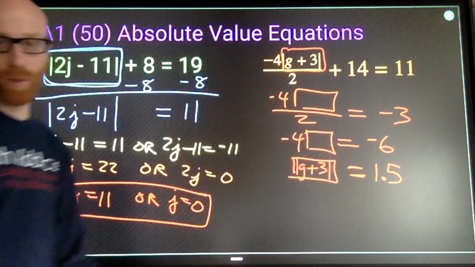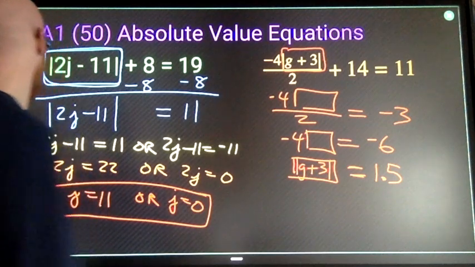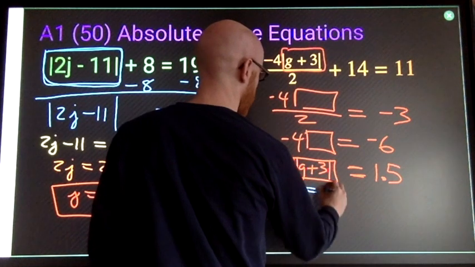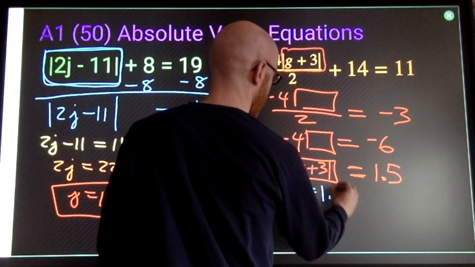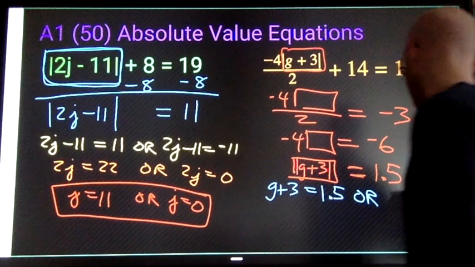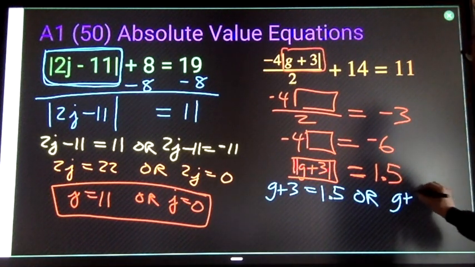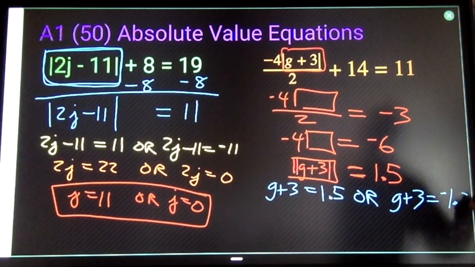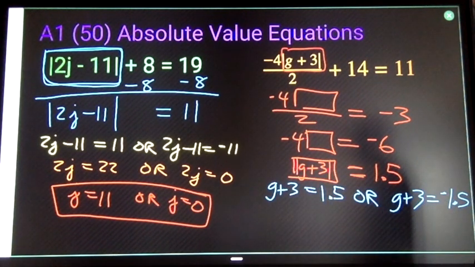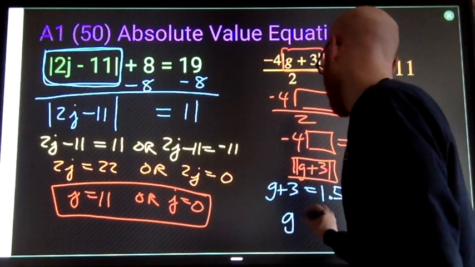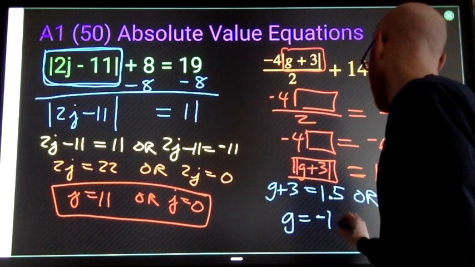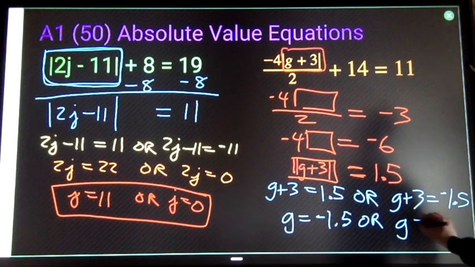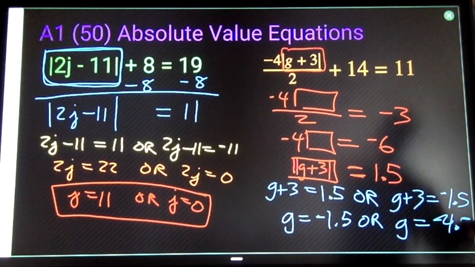And from there, we're doing what we did before, split it into 2 pieces. So we got g plus 3 equals 1.5, or g plus 3 equals -1.5. Subtract 3 from both sides. G is allowed to be -1.5, or it can be -4.5.